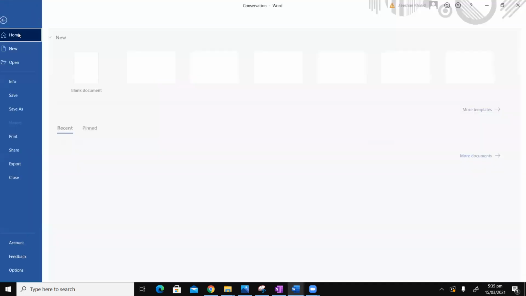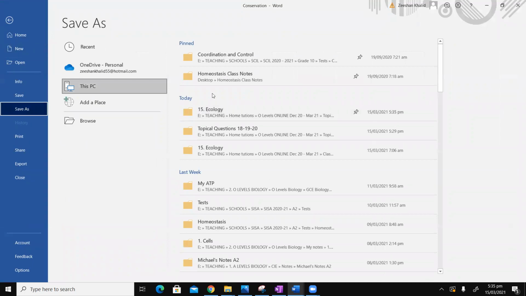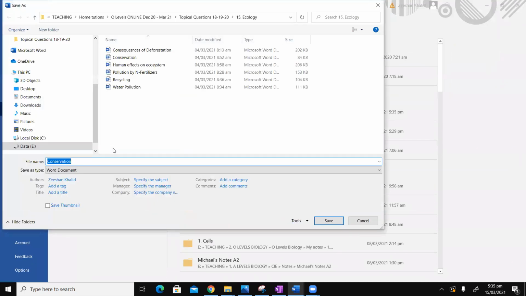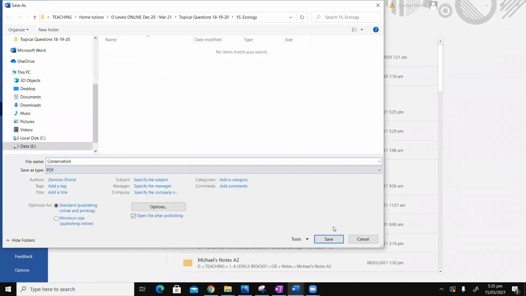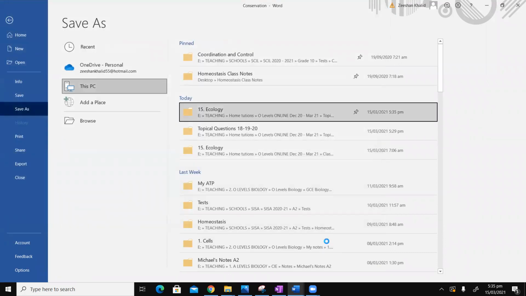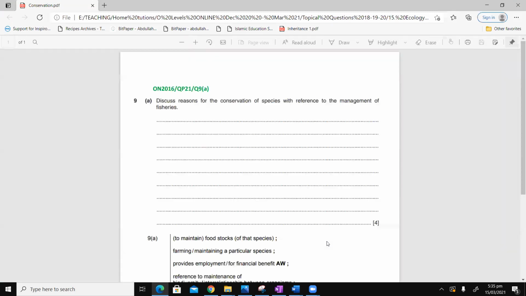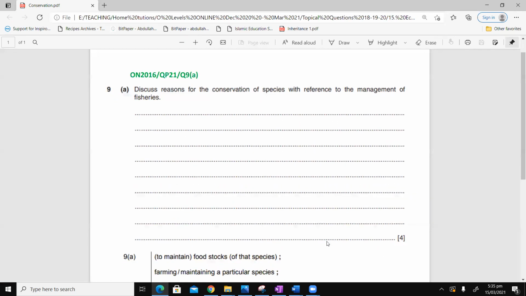Okay, next is conservation. Now, what exactly is conservation? There is a need on Earth at the moment, as some species are on the verge of becoming extinct, so we need to conserve them. The question is, discuss reasons for the conservation of species with reference to the management of fisheries. So conservation, not in general, but in terms of management of fisheries.